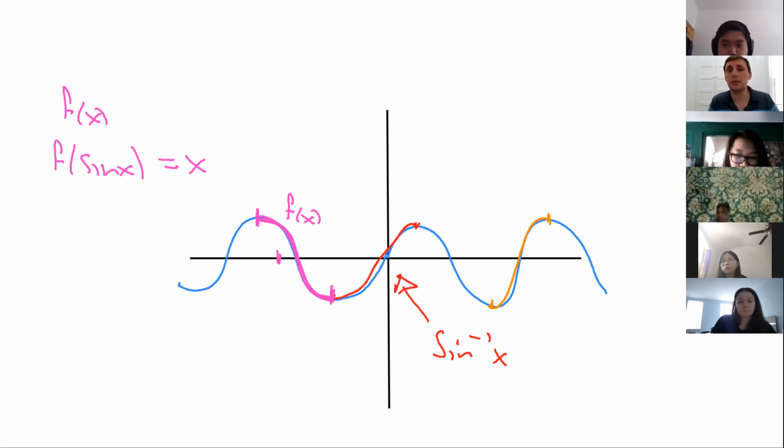I could have restricted my domain to be something else. So there are many, many inverse functions. Different regions produce the same thing, so there are different inverse functions for this sine curve, for its different sections, of course.